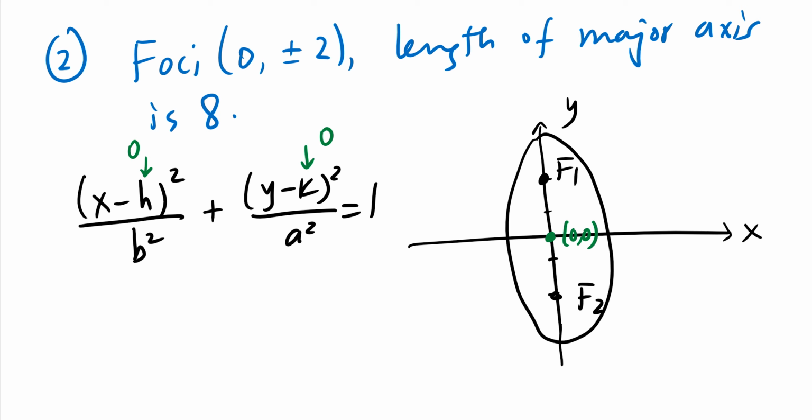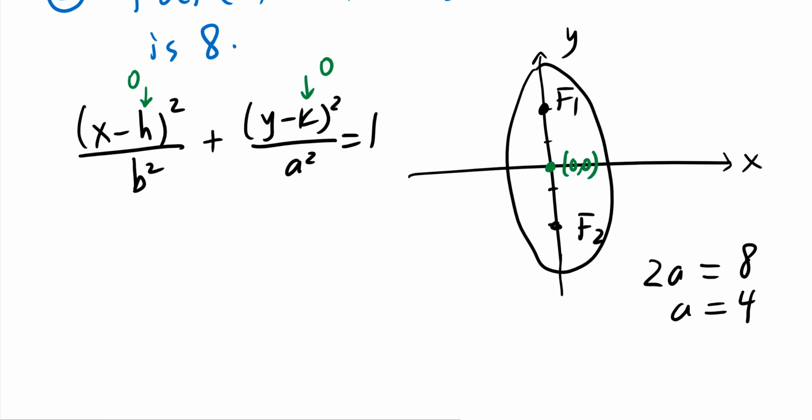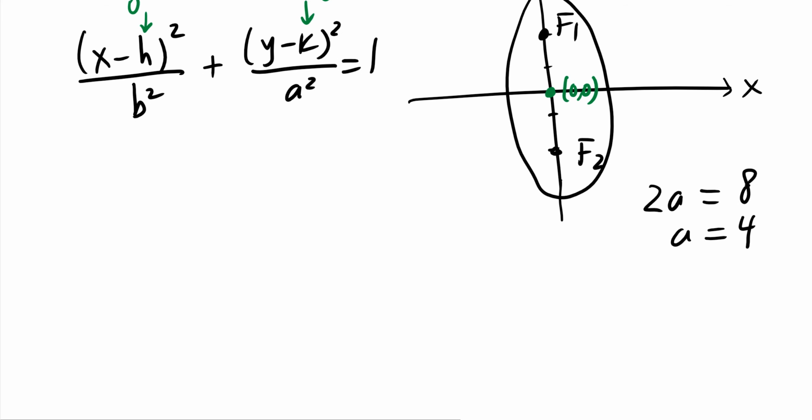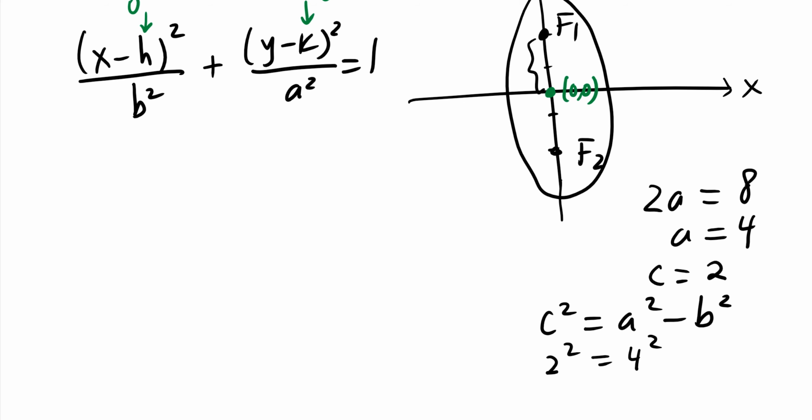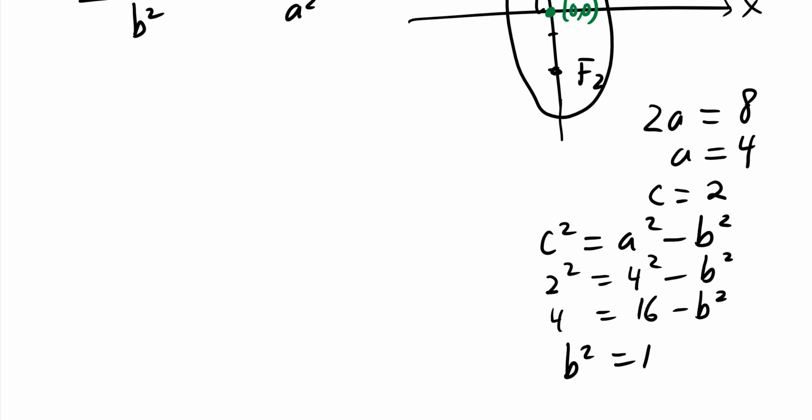They give me the length of the major axis, which is 2a. It's 8, so a is 4. I found a. They also give, from here to here, that's c. c is 2. We use c² = a² − b². 2² is 4, so 4 equals 16 minus b². Solve for b²: b² is 12.